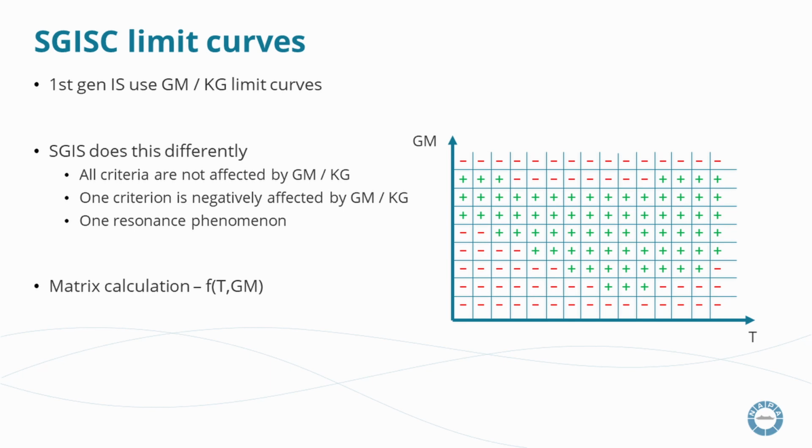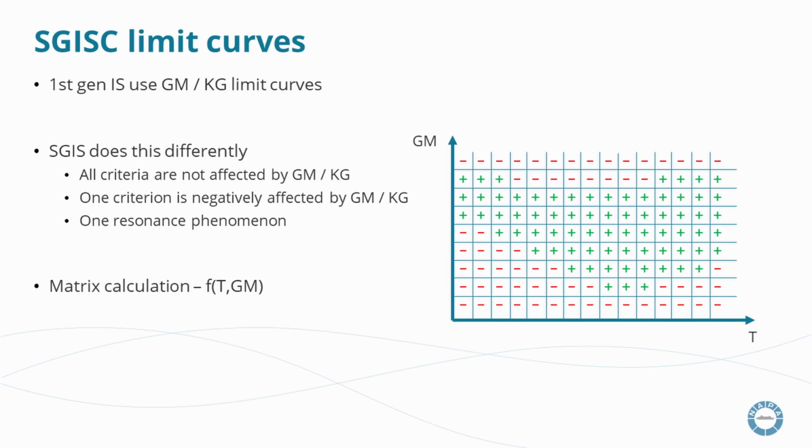Firstly, not all criteria are affected by GM or KG input, like the surf riding and broaching failure mode. We have also one criterion that is negatively affected by an increase in GM or reduced KG, the excessive acceleration. And parametric roll is a resonance phenomenon.